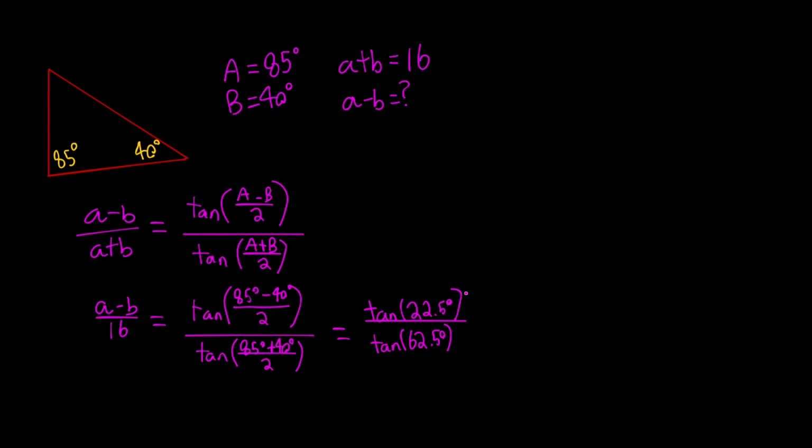Okay, so if we plug all of this into a calculator, what we get is 0.2156. Now remember that that's equal to (a minus b) divided by 16. So if we multiply both sides by 16, what we get is that 3.45 is equal to the difference between a and b.